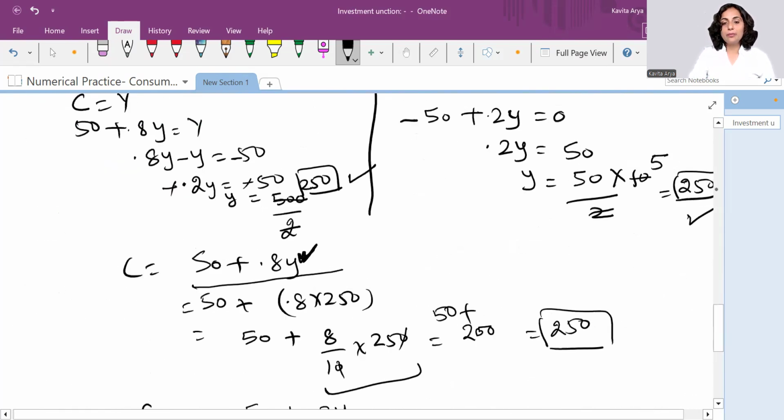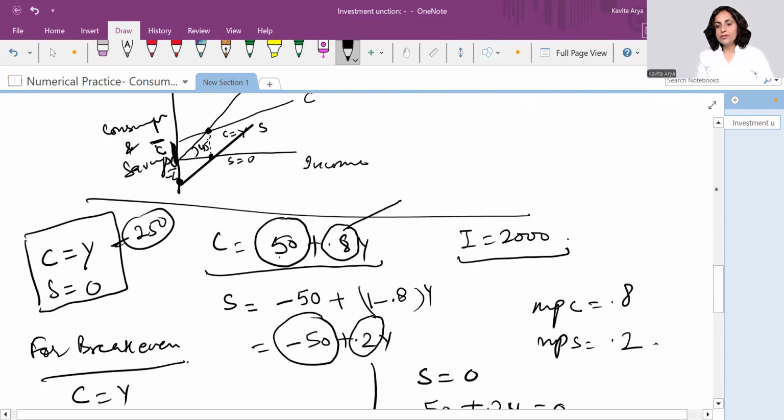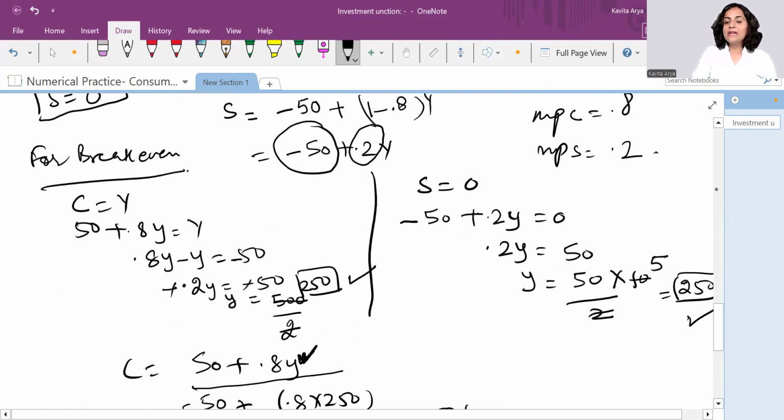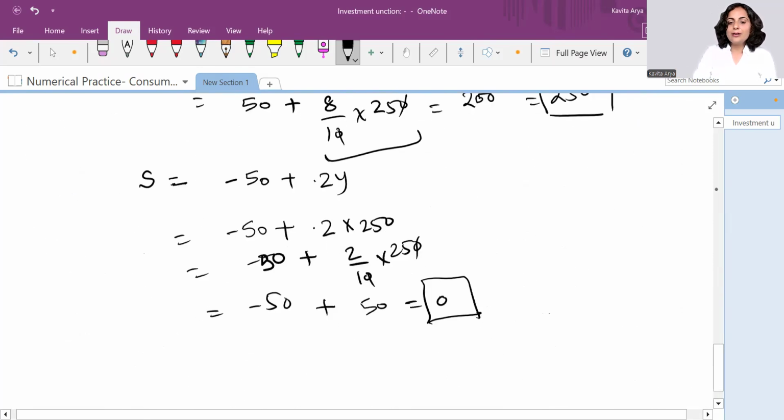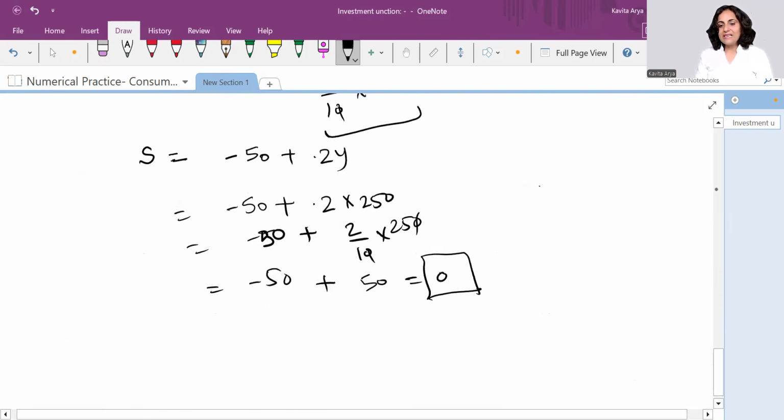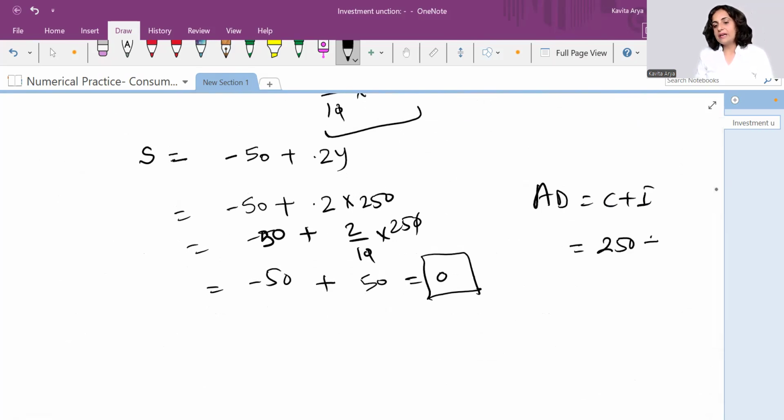You can be given, because I is given to be 250, right? See, I is given to be 250 in the main question. So you can be asked at break even, what's the level of AD or AS? So what would you do? AD is nothing but C plus I. And at break even consumption is 250 and I is given to be 2000. So AD becomes 2250. Right, rupees and crore you would definitely be putting.